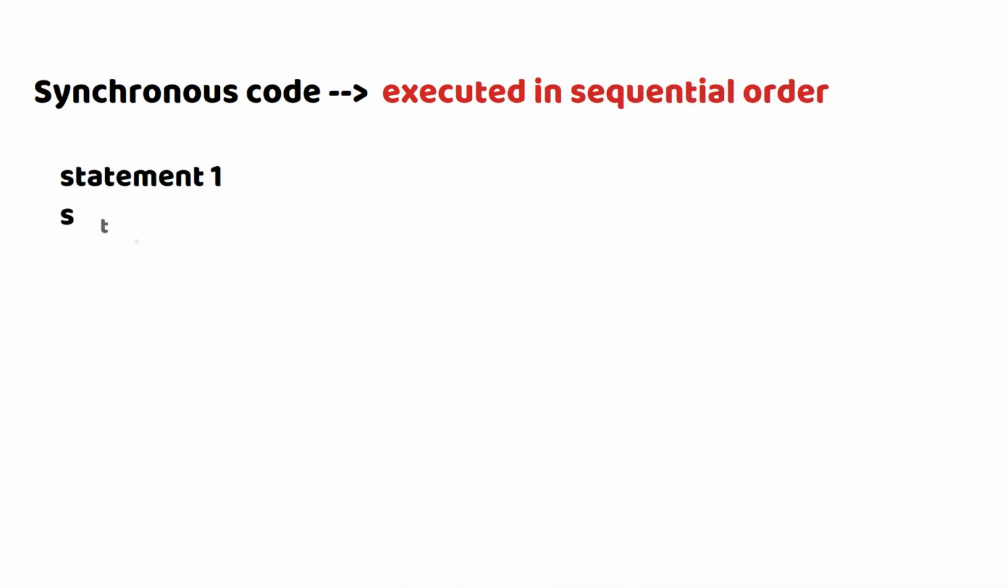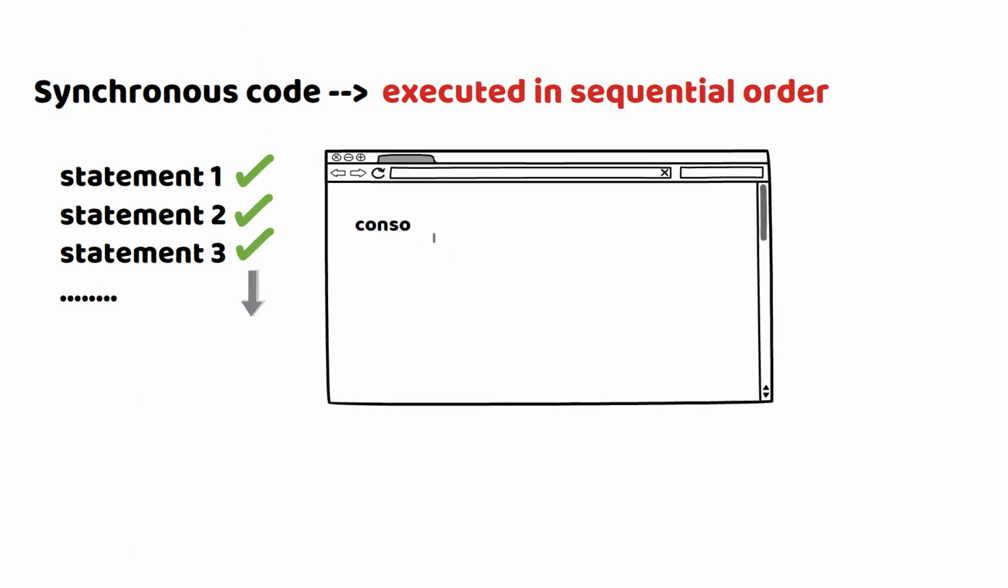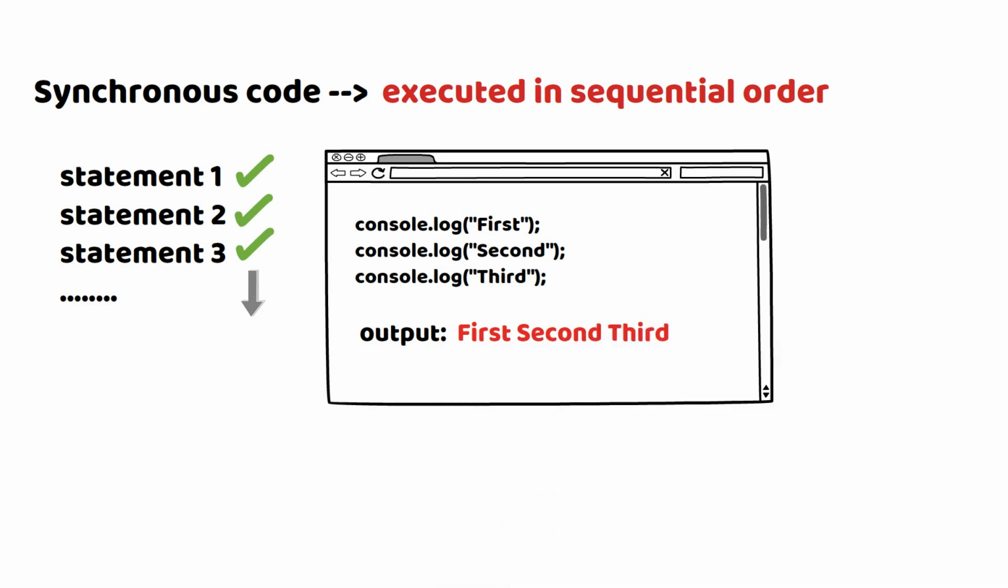Each statement is executed one after the other, and the program has to wait for each statement to finish before moving on to the next one. So let's see the example. In this example, the statements are executed in order and the output will be first, second, and third.